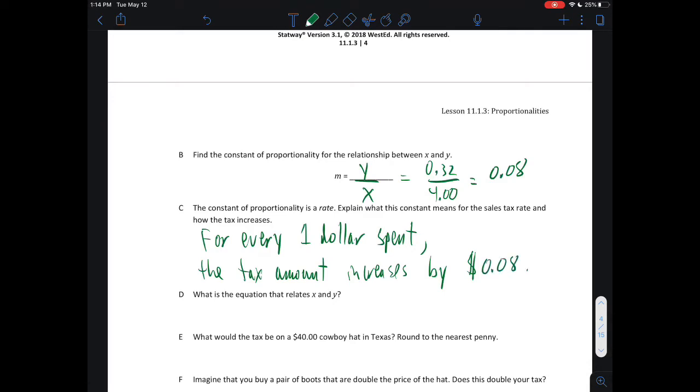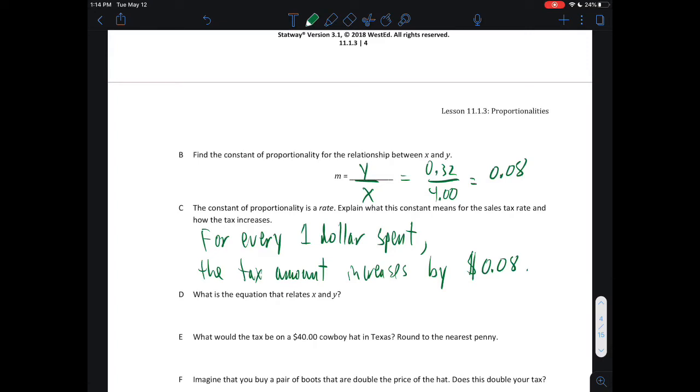So that's taking the idea of units and then putting it in with this rate that we are getting for the constant of proportionality. Now, this is how tax works. We do that here in California. We have a different tax rate, but we have the same idea. Every dollar you spend, you have a certain amount of cents that you have to pay in sales tax.